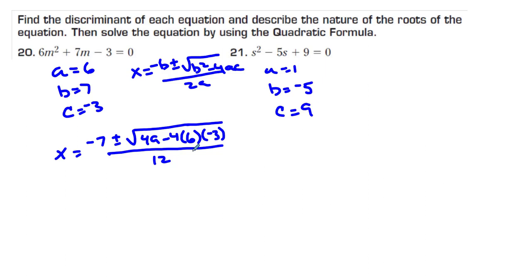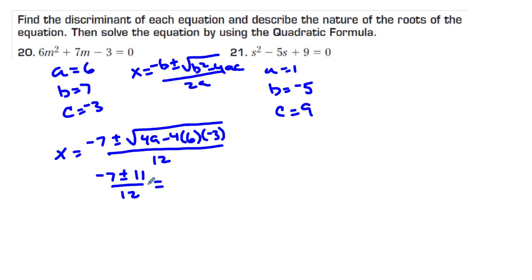So this part here, 4 times 6 is 24. 24 times 3 is 72. It's positive. So we have a 72 with a 49. 72 with a 50 would be 122, but one less than that is going to be 121. So we actually get the square root of 121 in the numerator. So negative 7 plus or minus 11, which is the square root of 121, over 12.